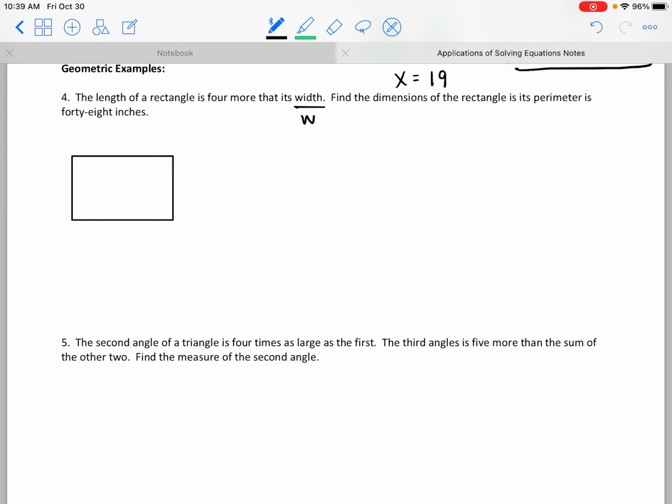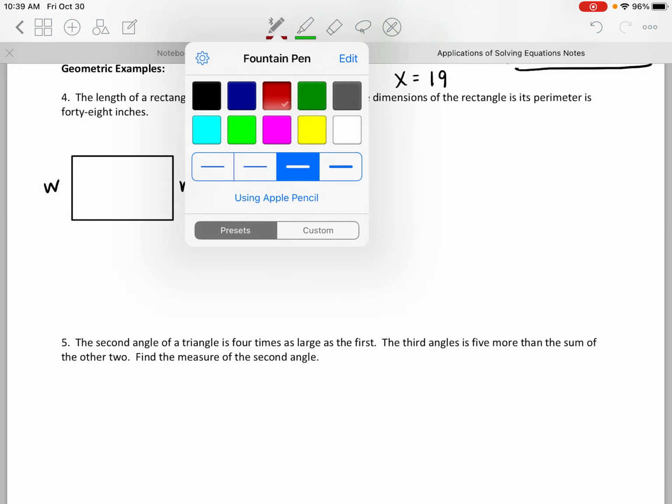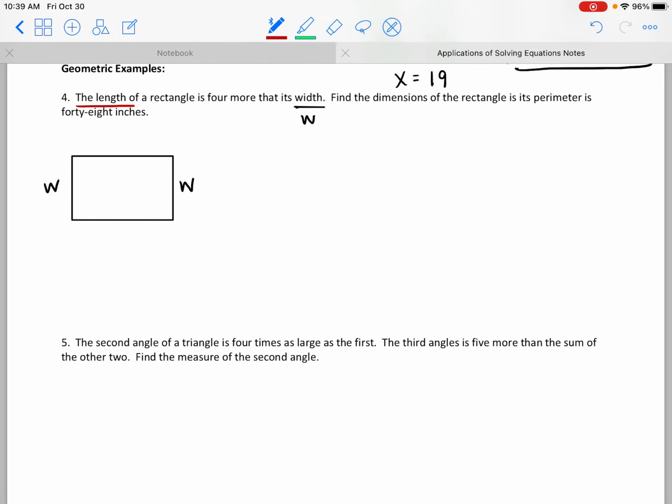So let's put a W here, and let's put a W here, because if it's a rectangle, those two widths will be the same. Now the length, which is the other dimension that I haven't labeled yet, is 4 more than the width. So whatever that width is, 4 more means add 4 to it. So for the length, we can put a W plus 4. And again, a W plus 4.